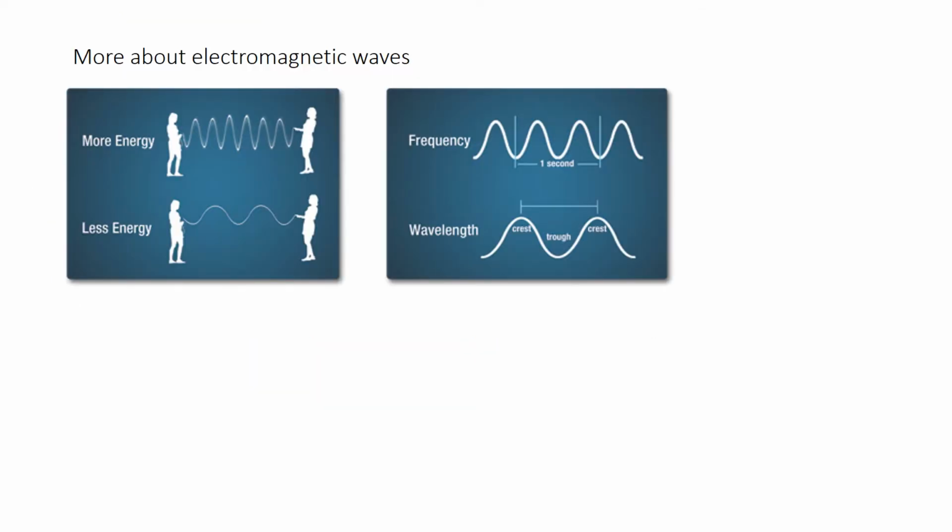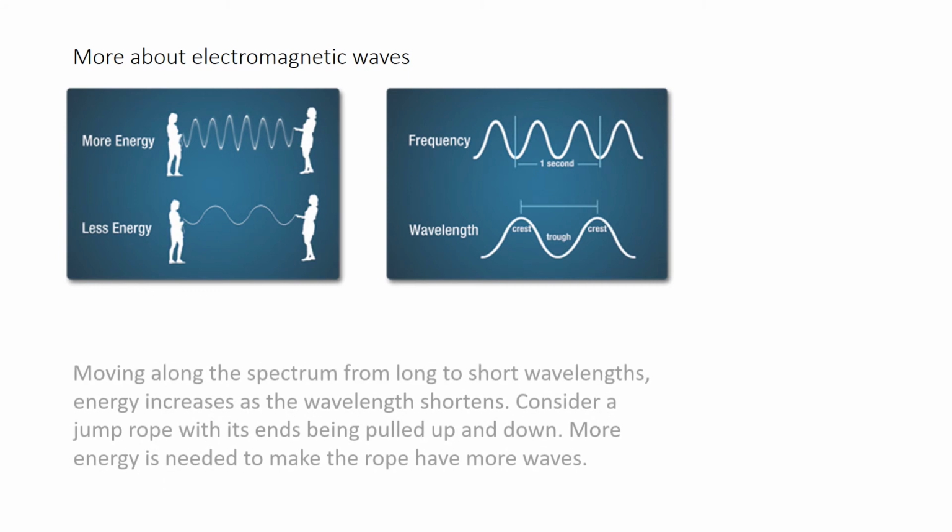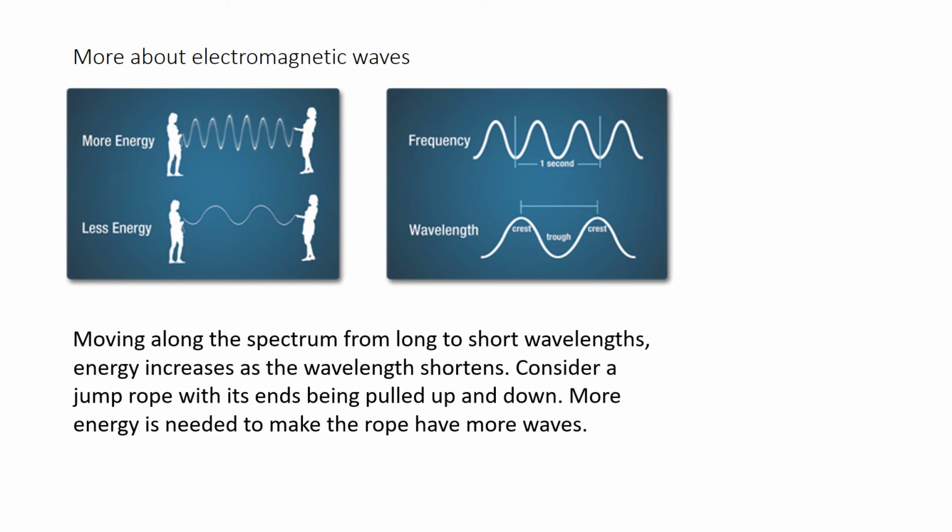So more about electromagnetic waves. Moving along the spectrum from long to short, energy increases as the wavelength shortens. Now that's really important because, again, you'll see on the earlier slides we talked about ionising and non-ionising radiation. Ionising radiation tends to be more dangerous because it has more energy, and they're the ones that can be harmful to our cells because that energy damages the nucleuses and causes permanent changes in our DNA.